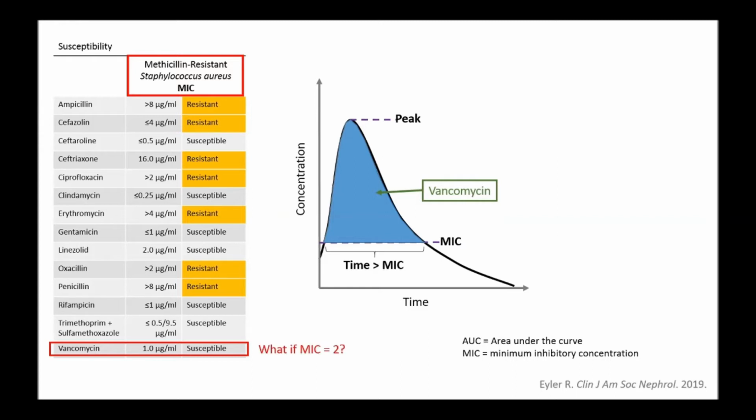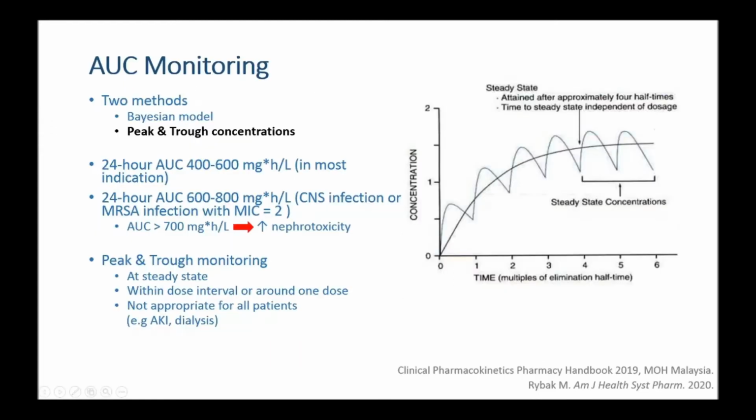However, there can be cases where the MIC value is higher, which is 2, indicating Vancomycin could be resistant, so it becomes a bit difficult to achieve adequate AUC over MIC ratio. In this case, we may consider switching to alternative antibiotic like linezolid if patient is not responding to Vancomycin.